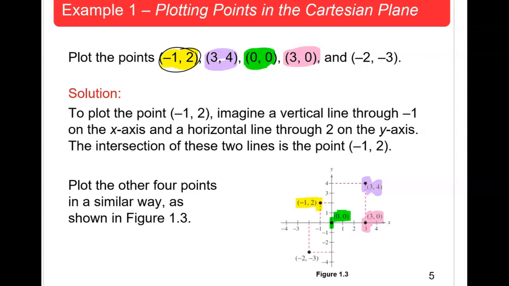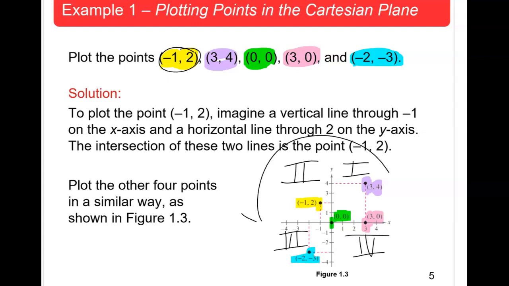And finally, the point -2, -3 is going to be here. Negative for the x and negative for the y. So just to remind you about the quadrants, quadrant 1, quadrant 2, 3, and 4. And remember, they always go in the counterclockwise direction.